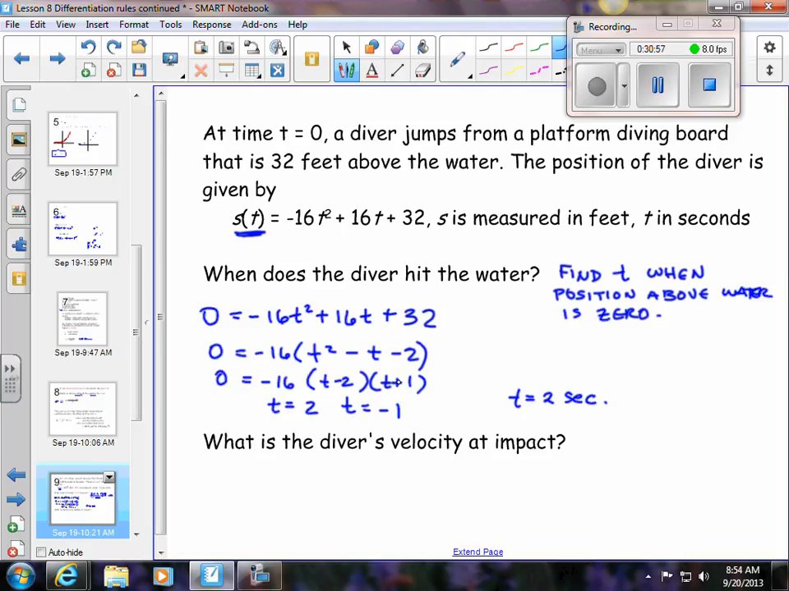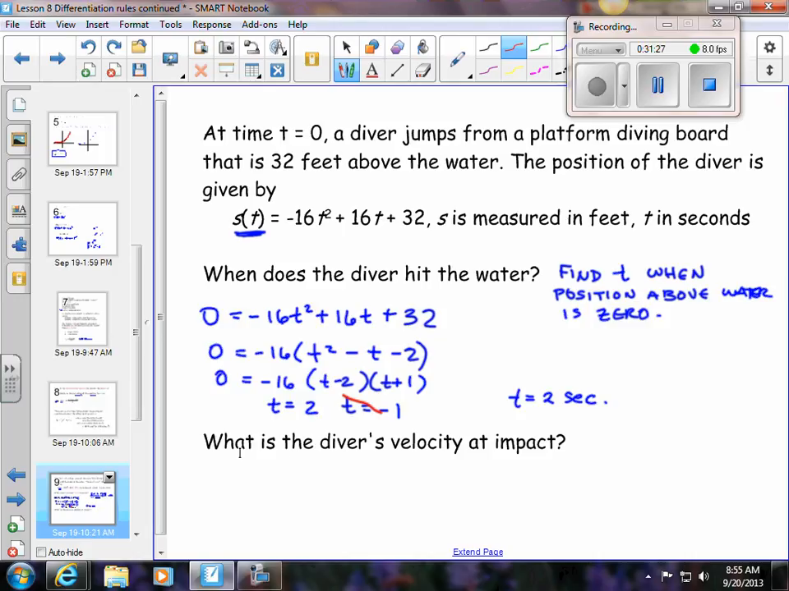Question on that part? Where did you get the 2 seconds from? When I solve for t, I get two answers for t, and t represents time. Time can't be negative, so we reject that answer and accept that t equals 2. Does that answer your question? Okay.